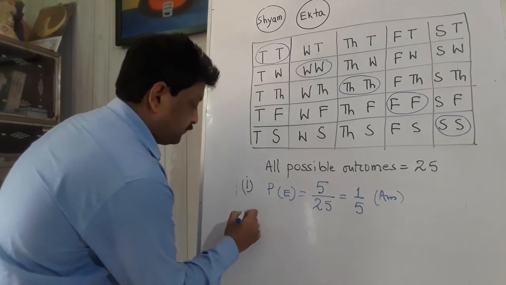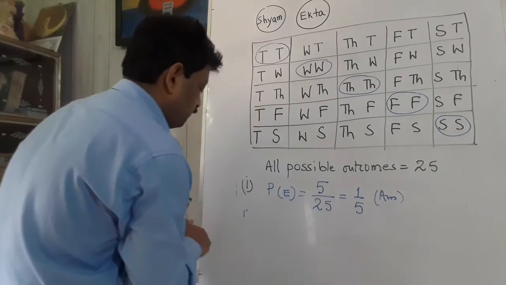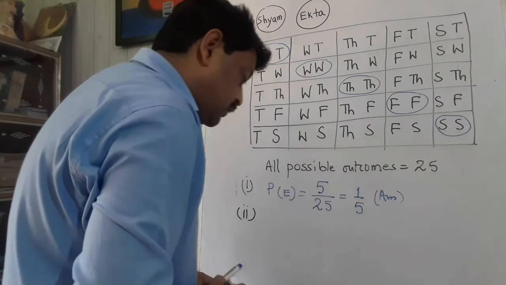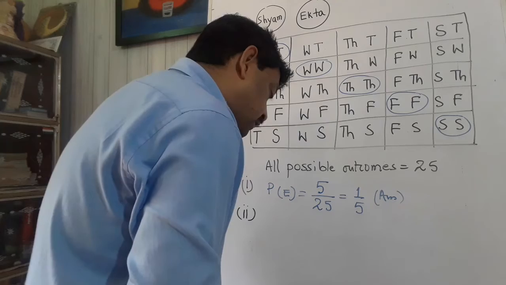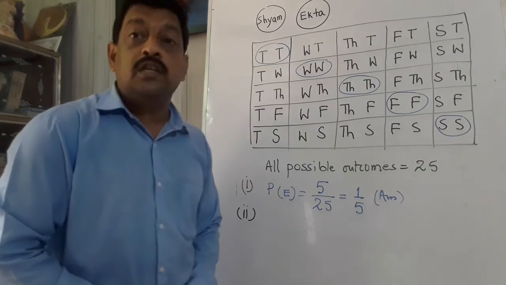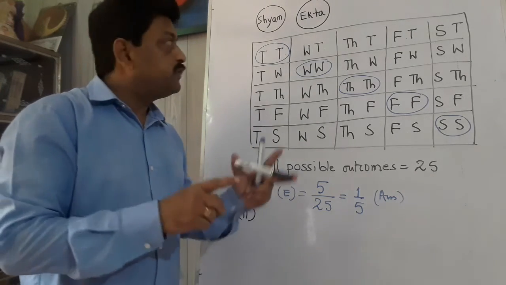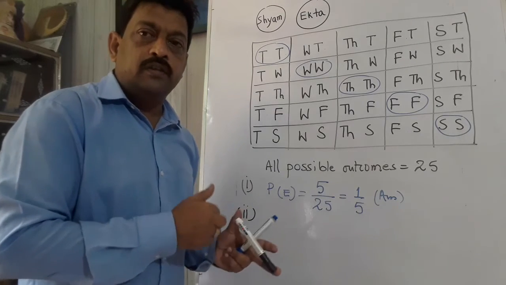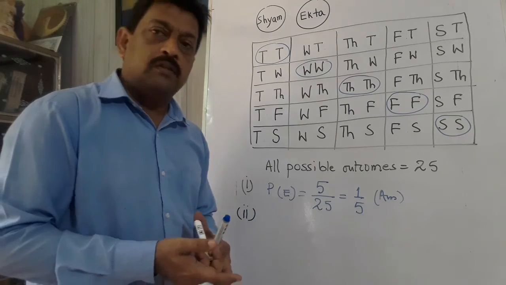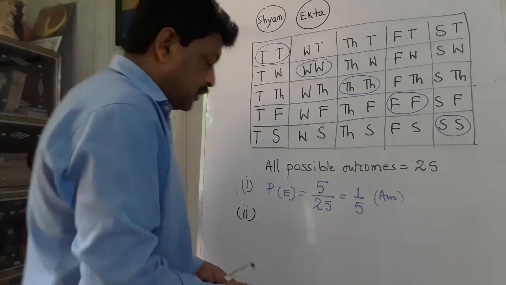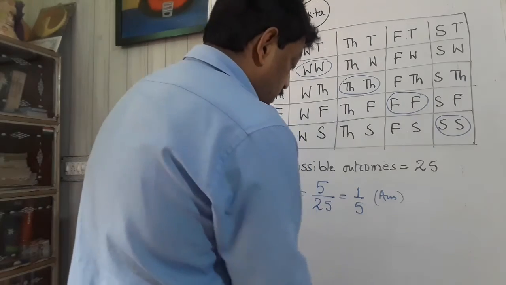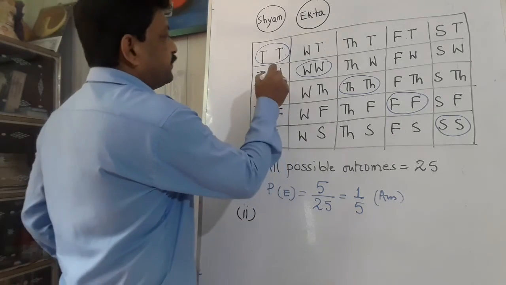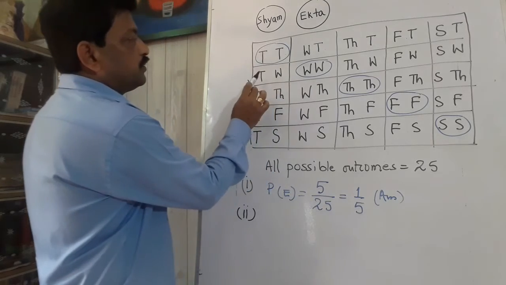The second question. What is the probability that they will visit the shop on consecutive days? Means if one is visiting on Tuesday, then the other one will visit on Wednesday. Or if one is visiting on Wednesday, then the other will visit on Thursday. Okay, now let us first find where the possible outcomes are. Consecutive days. So this one is the first one. Consecutive days, Tuesday and Wednesday.